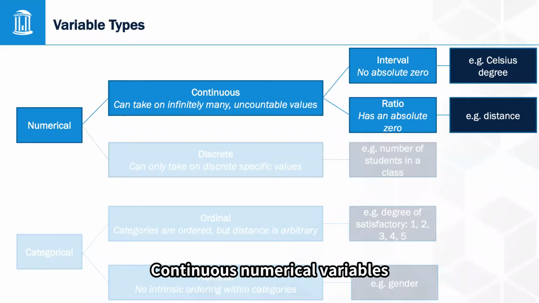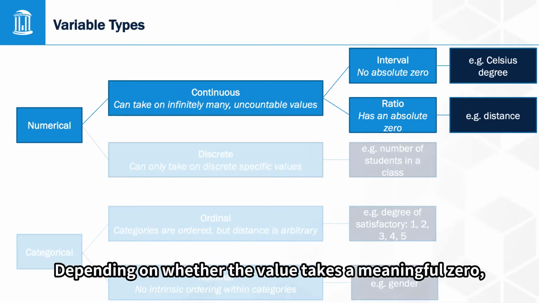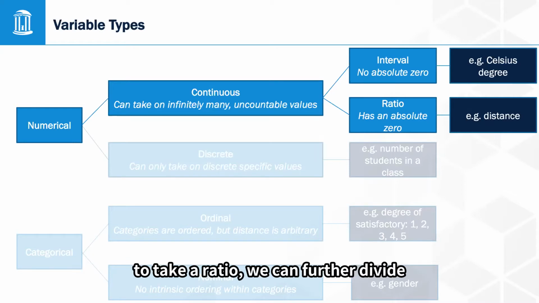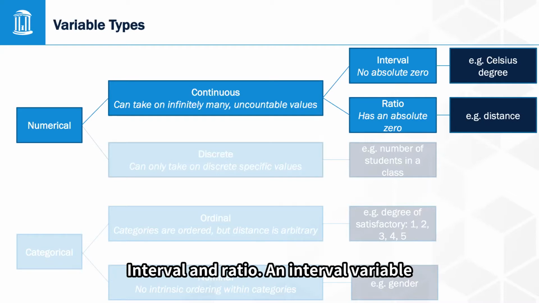The continuous numerical variables can take infinite uncountable values. For example, we can take 1, 1.1, 1.11, etc. And all of these numbers are possibly meaningful in your data. However, depending on whether the value takes a meaningful zero and whether it could make sense to take a ratio, we can further divide the continuous variables into two more types, interval and ratio.